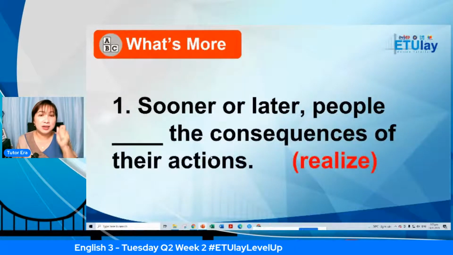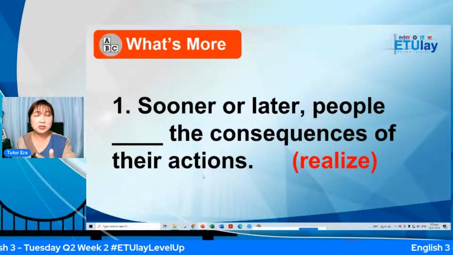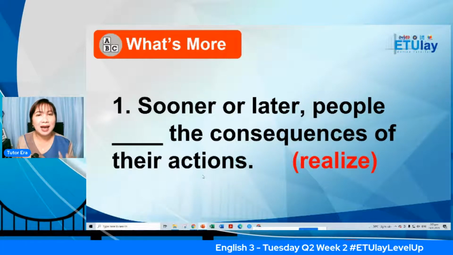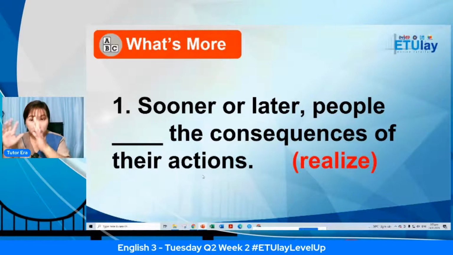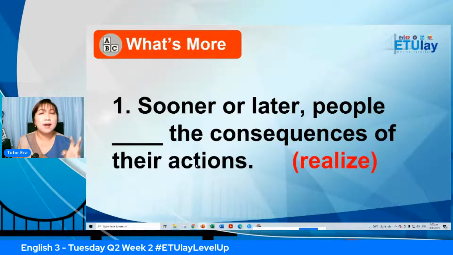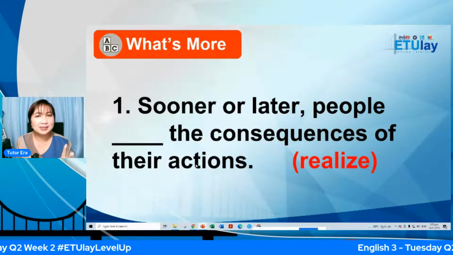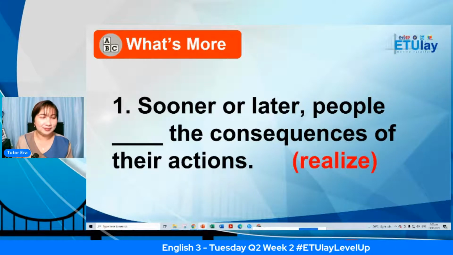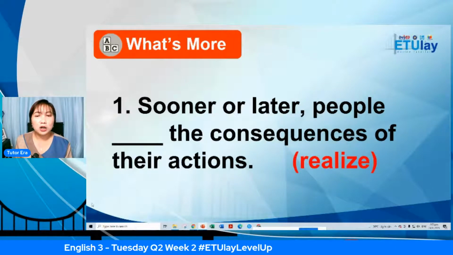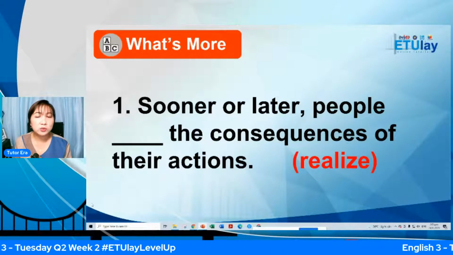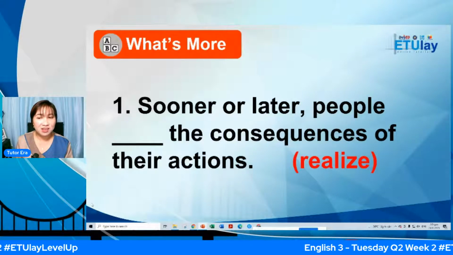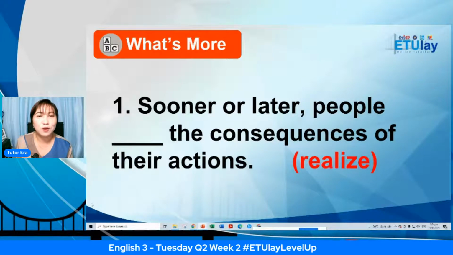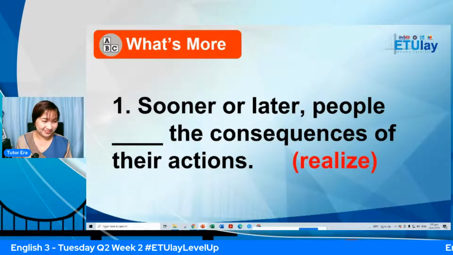Now, let's have number one. There are two ways on how to form it. We are now on the last part. You will simply add will plus the verb inside the parenthesis, or the am, is, are plus going to, and then you add the verb. Let us see. For number one: sooner or later, people blank the consequences of their actions. The verb given is realize. To show the simple future tense of the verb, what do you think is the answer for number one?